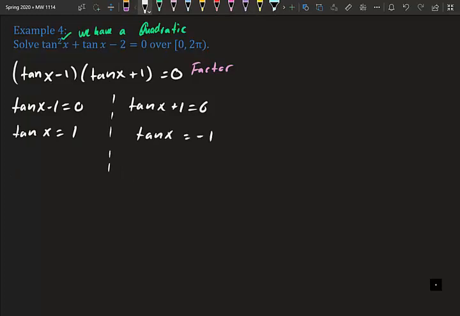So let's figure out where these values exist. Tangent x equals 1. That is at pi over 4 and 5 pi over 4. Now, tangent x equals negative 1, our values on the unit circle don't support that. So we need to do something special there.